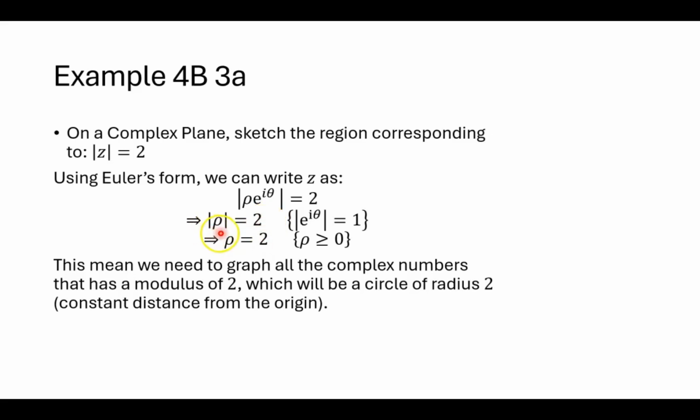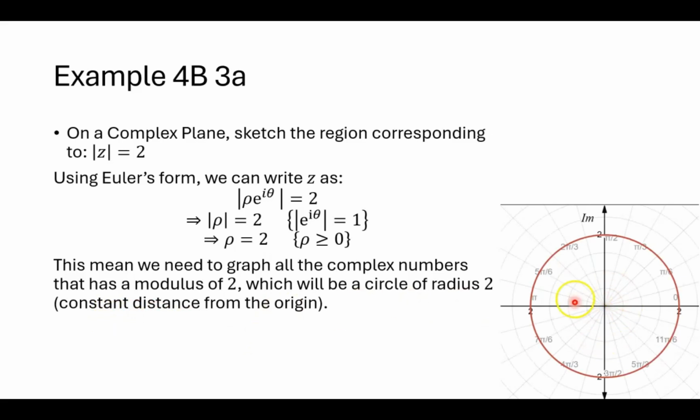You can omit the modulus or absolute value sign here as well, because rho will always be greater than or equal to 0. What this means is we need to graph all the complex numbers that have a modulus of 2, which will be a circle of radius 2. It marks a constant distance from the origin. So this is what you will graph.